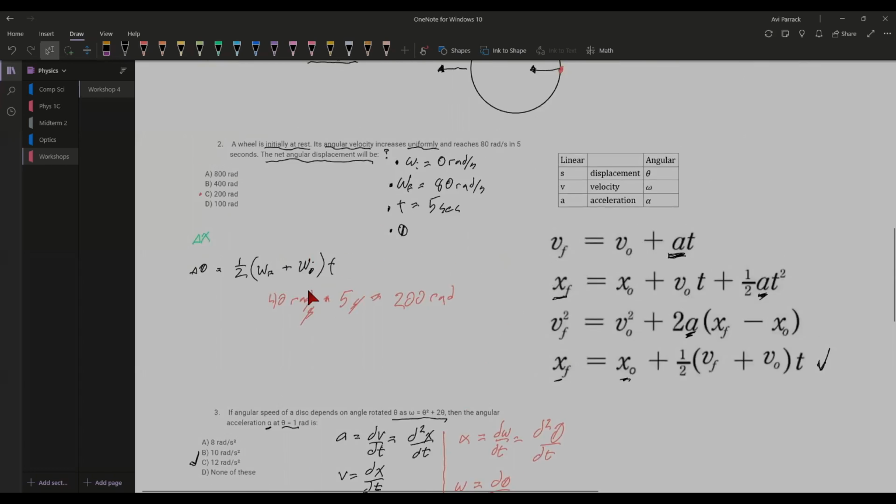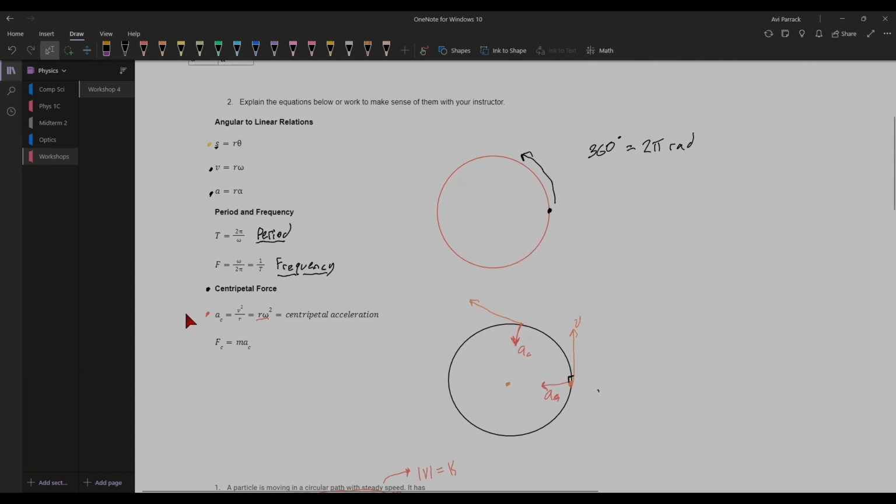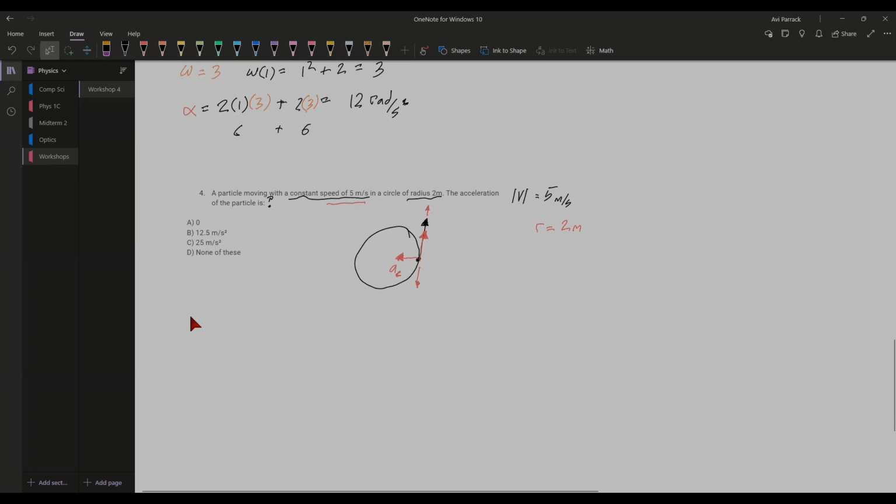Let me go find it for us. We remember what we know about the centripetal acceleration. It's equal to the square of the velocity divided by the radius, or it's equal to the radius times omega squared.